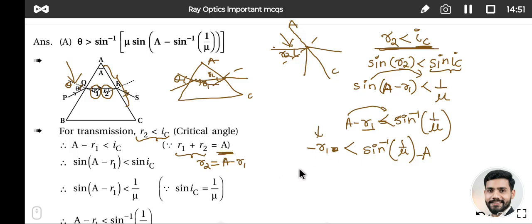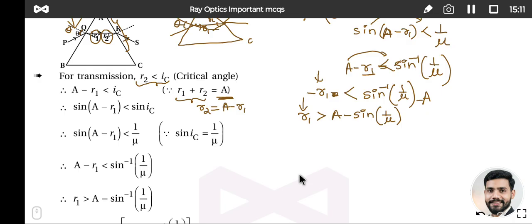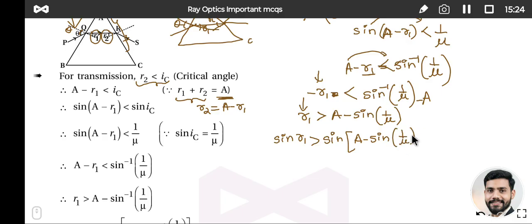So if I change the sign, R1 becomes plus. If we change the sign, this inequality will reverse. Less than becomes greater than, and this minus A becomes plus A, and this sine inverse becomes minus sine inverse 1 upon mu. If we change the sign, the inequality will reverse. Now R1. If we take sine on both sides, we'll get sine R1 is greater than sine of this full thing inside the bracket, A minus sine inverse 1 upon mu. Both sides we have taken sine.